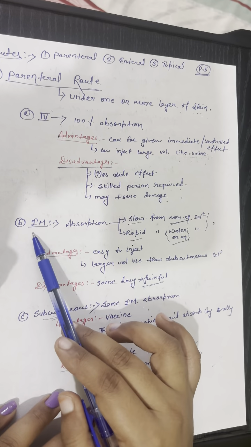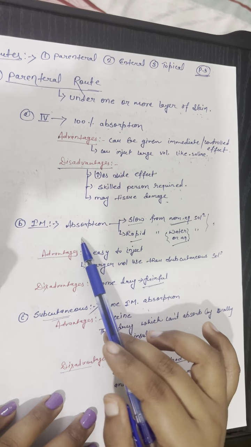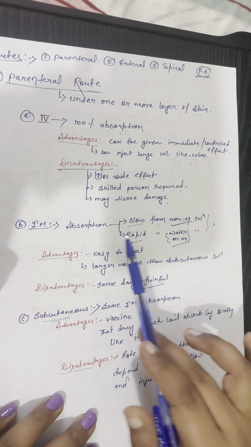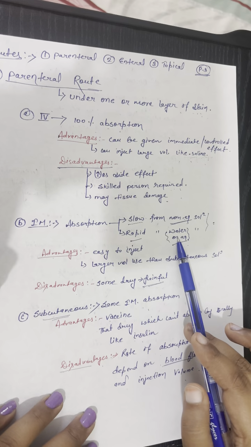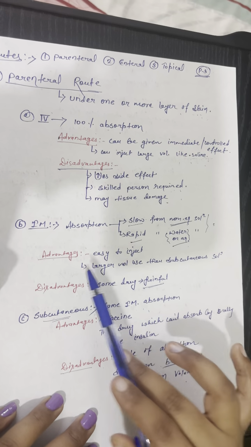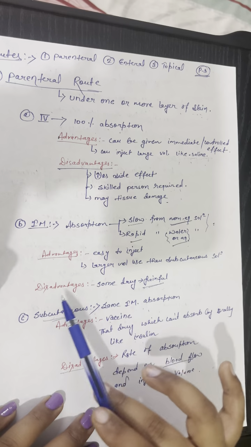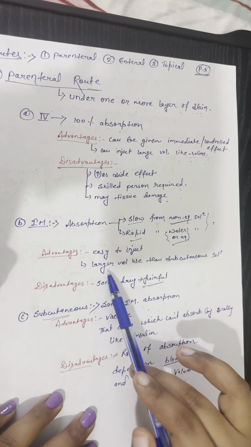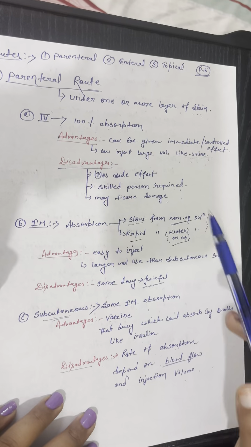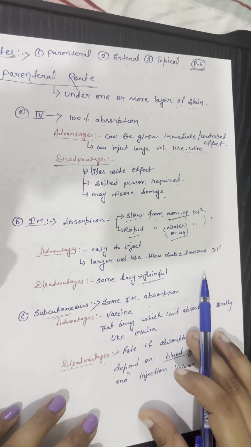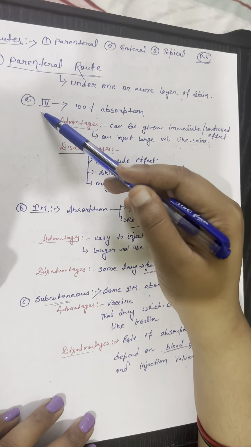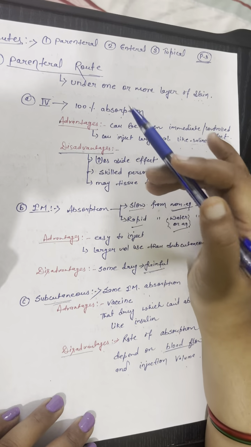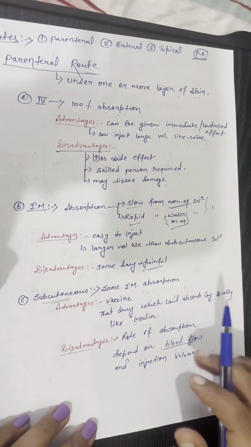Okay, now we talk about the IM, intramuscular. Absorption is slow when a non-aqueous solution is used. Absorption is rapid from water or aqueous solution. Advantage, easy to inject, but disadvantage, some drugs are very painful. We use a larger volume than the subcutaneous, but less volume than the IV, because in IV we use infusion, that is saline also. So in case of IM, less volume than IV.